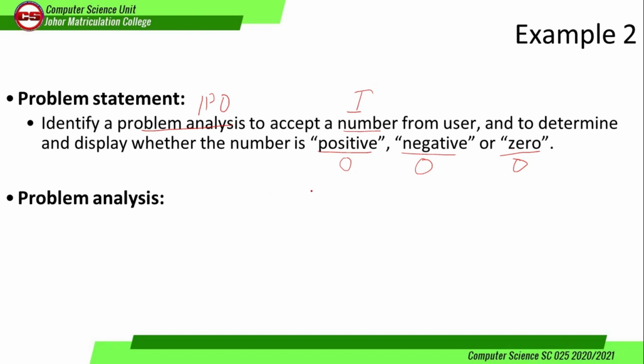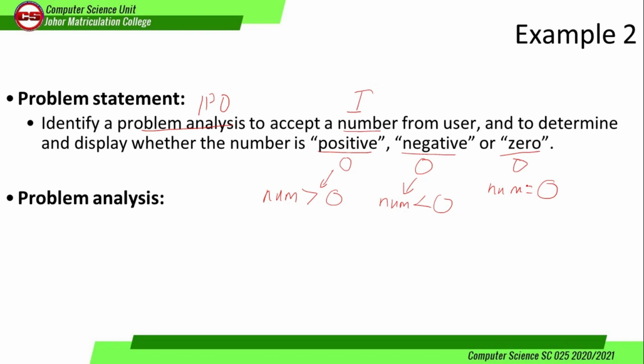So what are the conditions? The conditions here: for the positive number, number greater than 0. Negative number, number less than 0. Zero means number equal to 0.